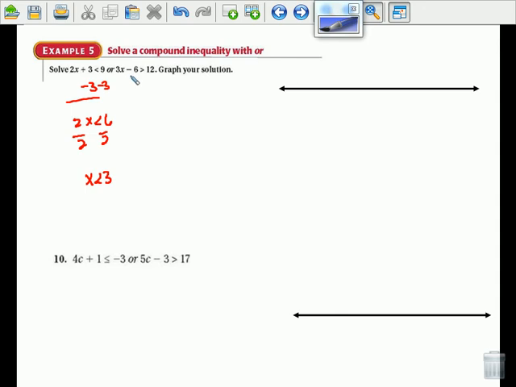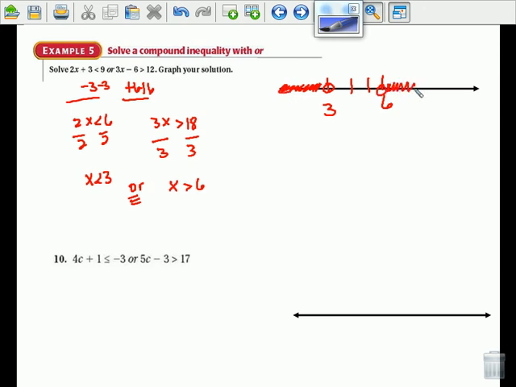Or 3x minus 6 is greater than 12. I'll add the 6. So 3x is greater than 18. Divide by 3. X is greater than 6. And it's imperative that you put the word "or" in your final solution. So I have to go 3, 4, 5, 6. And in this case, I shade the 3 to the left and the 6 to the right.